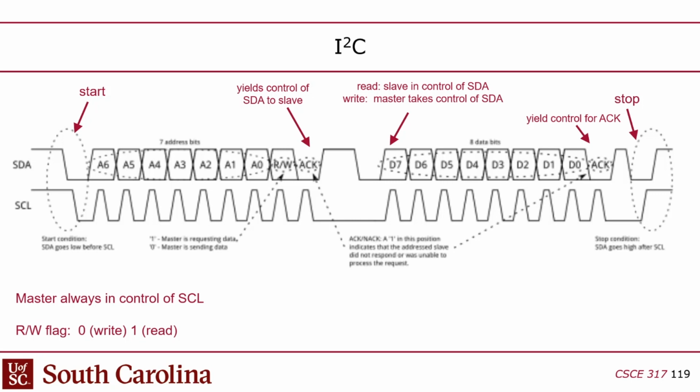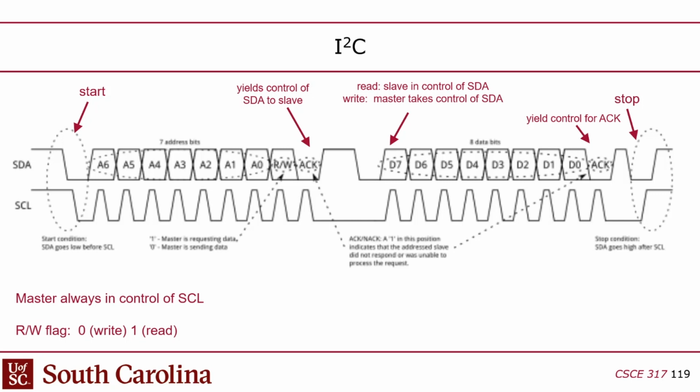And then in the second 8 bits that are sent, which is the data, that'll either be the master or the slave, depending on if it's a read or write. But in either case, whoever it is is going to yield control back to the other guy for the acknowledgement. So if I'm doing a write, I'm going to write out my data and the slave will acknowledge, right? Or if I'm doing a read, the slave will send the bits and I'll acknowledge the slave. So whoever sends data is always acknowledged by the other side.